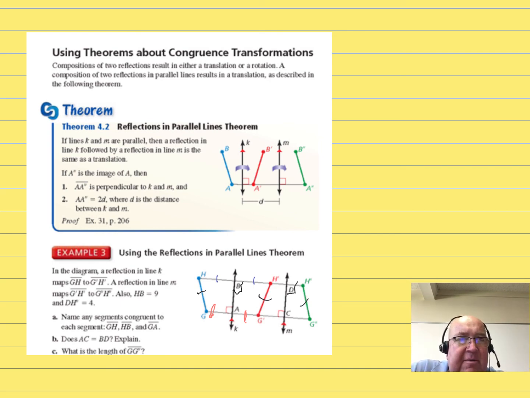And finally, we want to find the length of G prime prime, and we know that it's parallel and congruent to H prime. In the information we're given, that measure is 9, that measure is 4. We know that this measure is 9 because they're congruent. We know that this measure is 4 because they're congruent. So G prime prime is equal to 26, the sum of those.